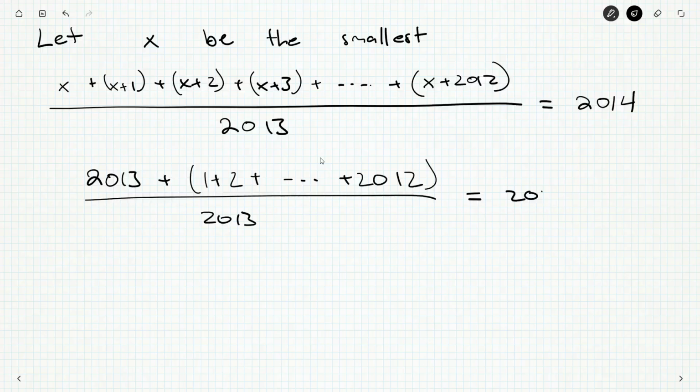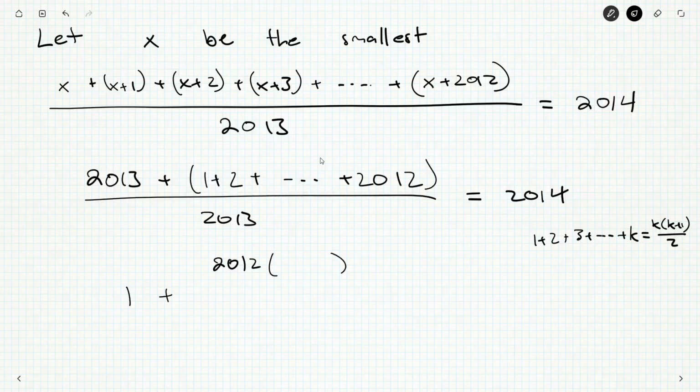Now, the reason I'm not getting rid of the fraction right now is because multiplying 2014 times 2013, while doable, I don't think it's going to be necessary. It's not, because we've got the 2013 here. Well, there's a formula for this. These are called triangular numbers, and in general, if I have 1 plus 2 plus 3 all the way up to k, the formula for this is k times k plus 1 all over 2. So really, this is 2012 times 2012 plus 1, but that's 2013, all over 2, over 2013.